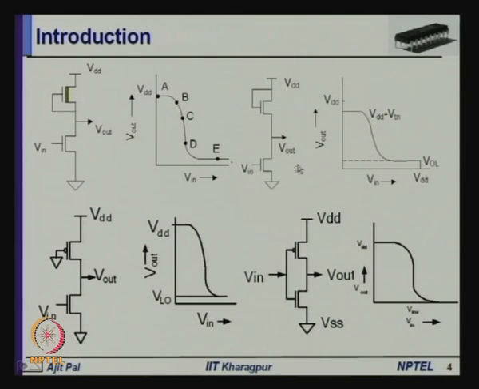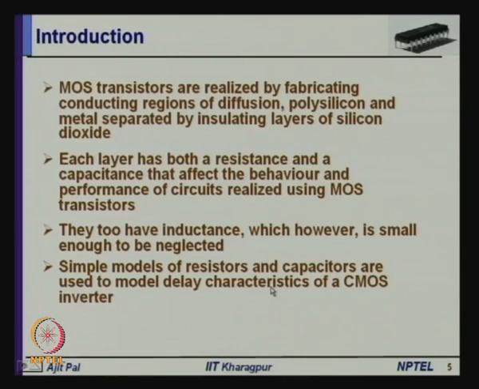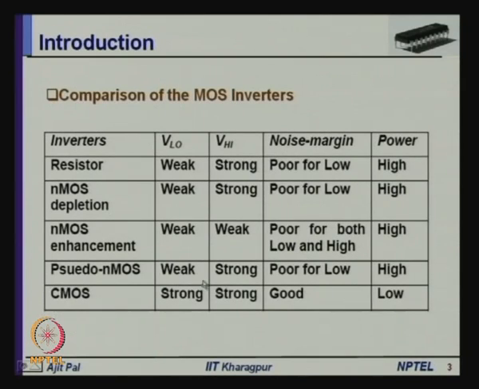So, in all the cases we find the V low is above 0 level, even for pseudo NMOS, but in case of CMOS you are getting 0 for 0 level. So, that is the reason why only for CMOS the low level is strong. Strong means you are getting ground level output when the low level voltage is 0. For all other cases it is weak. The reason is that you are getting a little higher than 0 volt at the output.